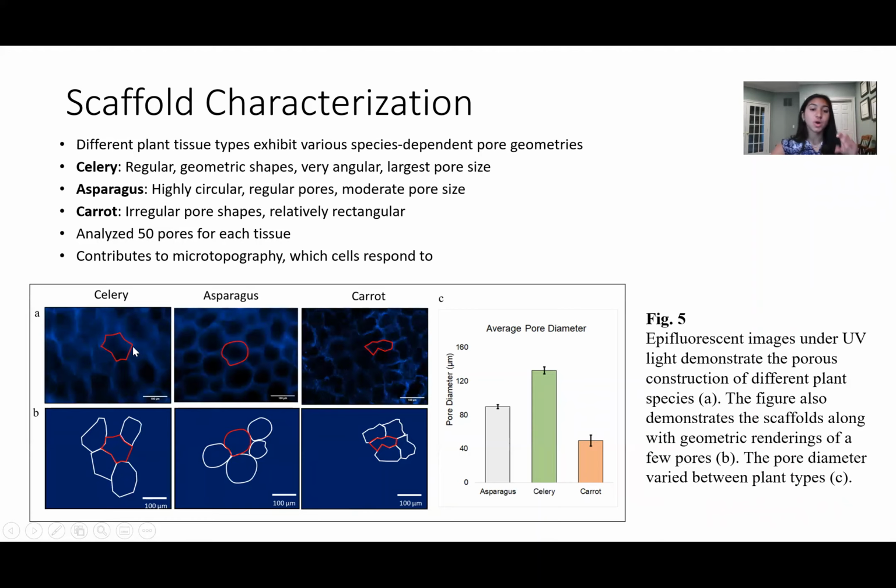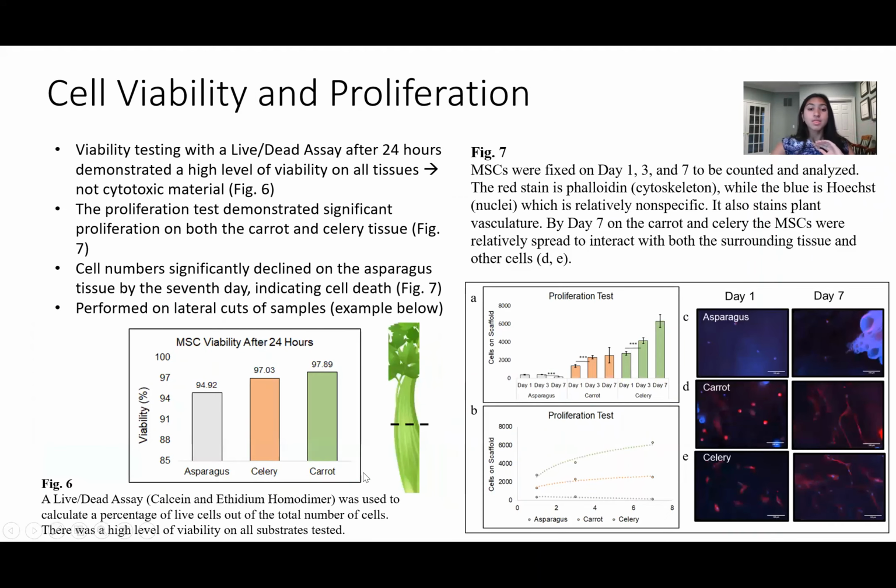And you can see that there's a wide variety of pore geometries and pore sizes that are species dependent based on the plant. The next thing I saw was high levels of cell viability on all the constructs after 24 hours, and this indicates that the scaffolds are not cytotoxic. In the proliferation test, I saw significant levels of cell proliferation on the carrot and celery scaffolds, but the same wasn't true of the asparagus.